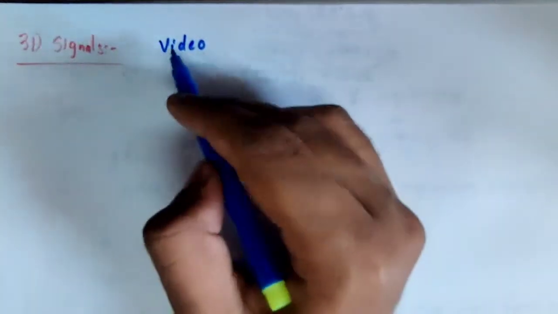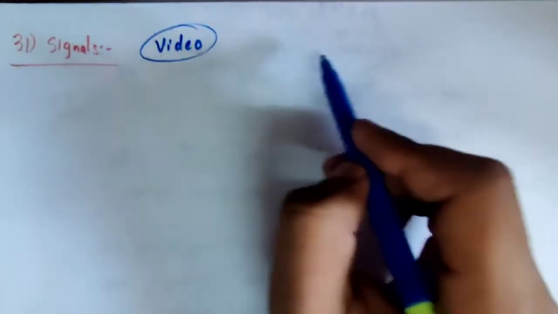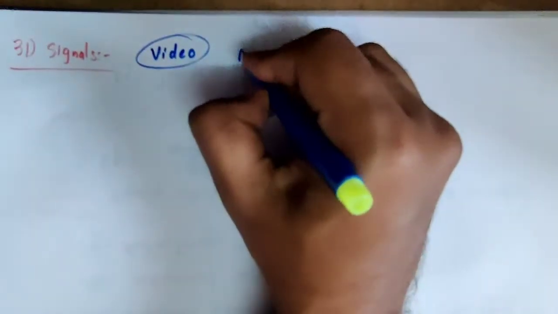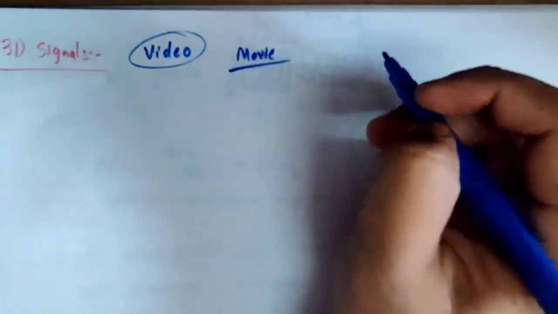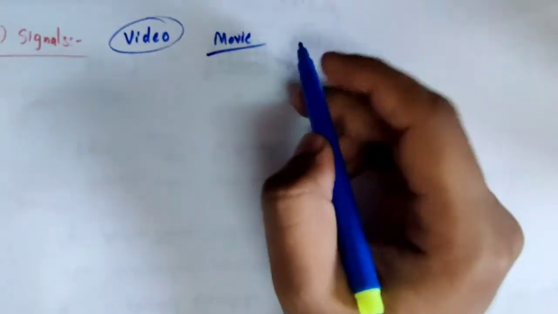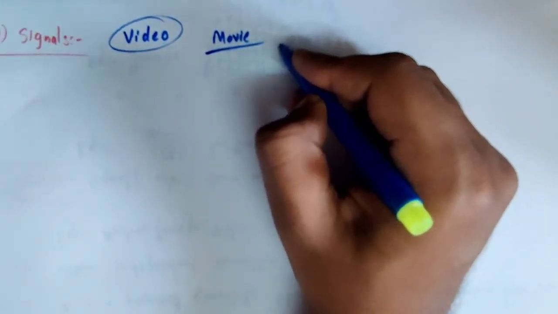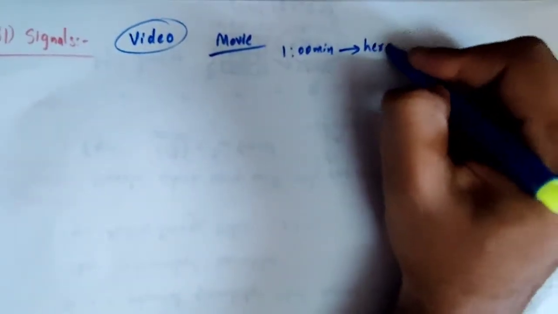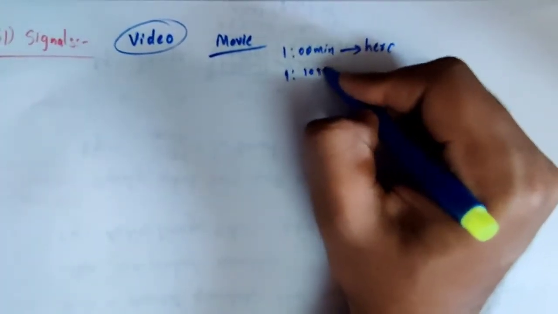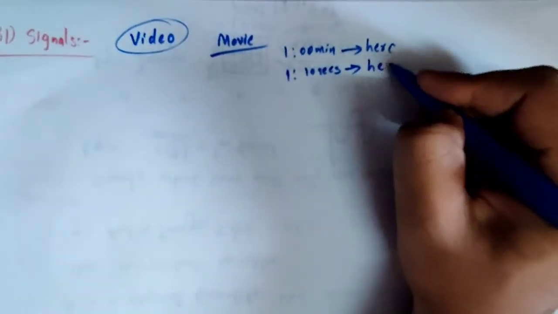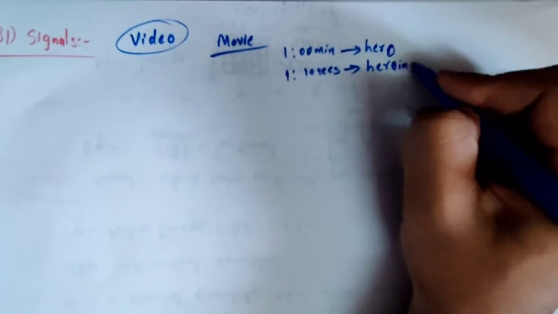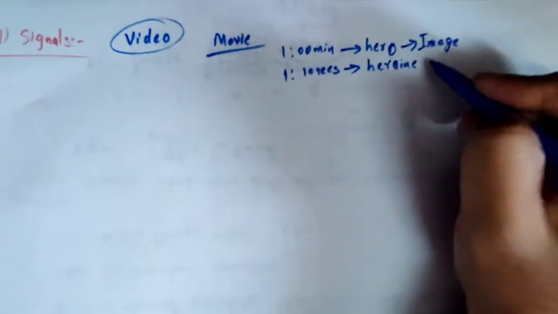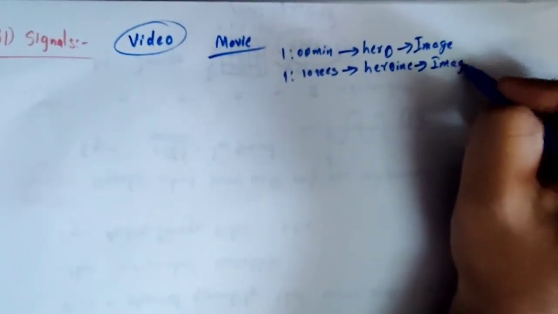What is a video? Video is nothing but running images, right? Let us consider an example of watching a movie. You would be watching the movie at a particular instant of time, like at 1 minute, you would be seeing the face of the hero. At 1 minute 10 seconds, again in the movie you would be seeing the face of the heroine. So what is the hero here? It's an image. What is the heroine? It's also an image. These two are also signals.